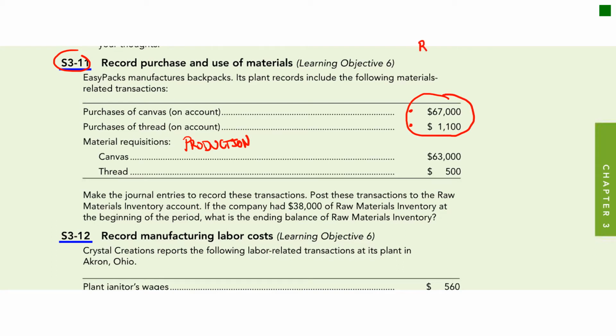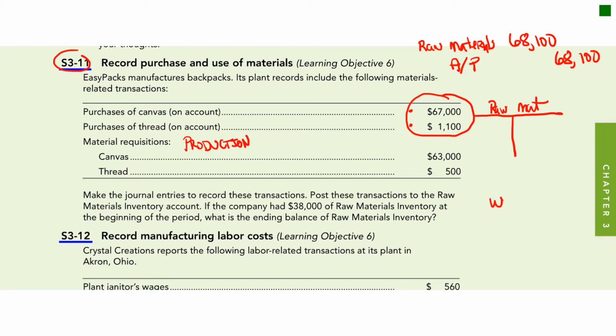So if you're going to write out a journal entry, you would basically be debiting your raw materials account, in this case, for $68,100, and you'd be crediting accounts payable, AP, for $68,100. So that would take care of the purchase aspect of this. Now, down below, I'm going to go ahead and write a couple of T accounts. I'm going to set up your raw materials T account, and I'm also going to set up the work in process T account. Okay.